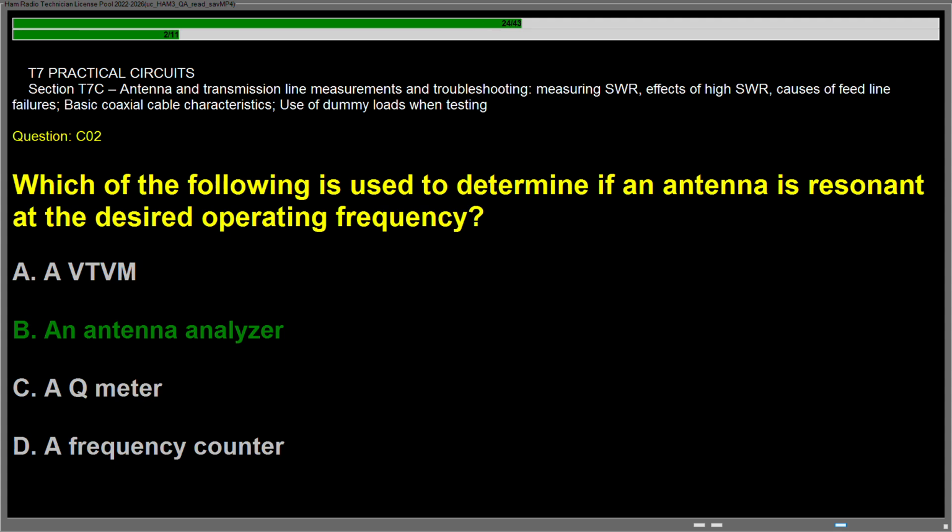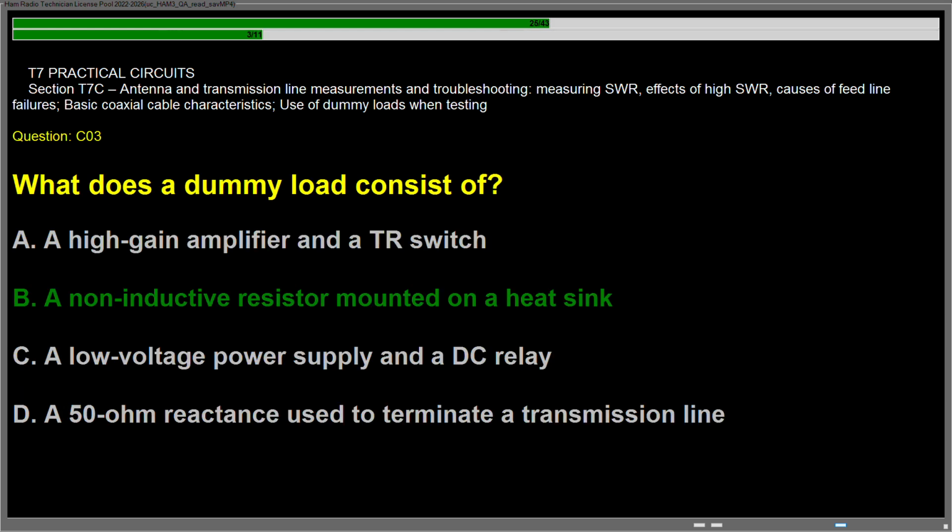Question Charlie 02, which of the following is used to determine if an antenna is resonant at the desired operating frequency? Answer is B, an antenna analyzer. Question Charlie 03, what does a dummy load consist of? Answer is B, a non-inductive resistor mounted on a heat sink.